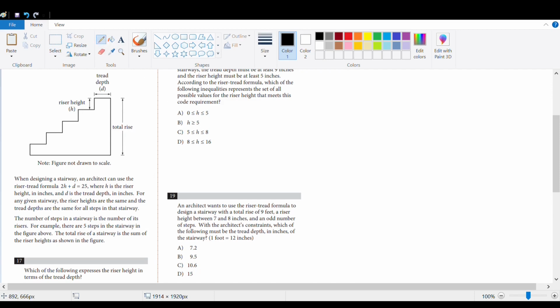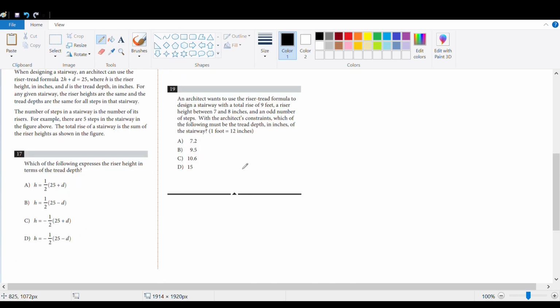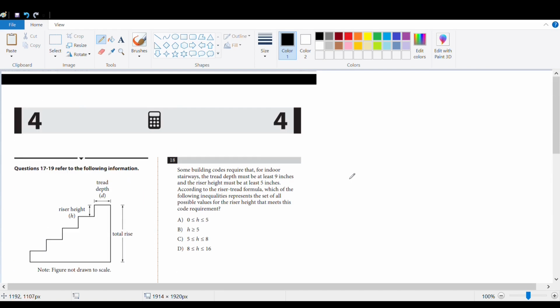So number 17, which of the following expresses the riser height in terms of tread depth? So all of these equations are just this equation, but h is isolated, so we'll just isolate h. So 2h plus d equals 25, or 2h equals 25 minus d, or h equals 1/2 times 25 minus d, and that is b. Okay, pretty simple.